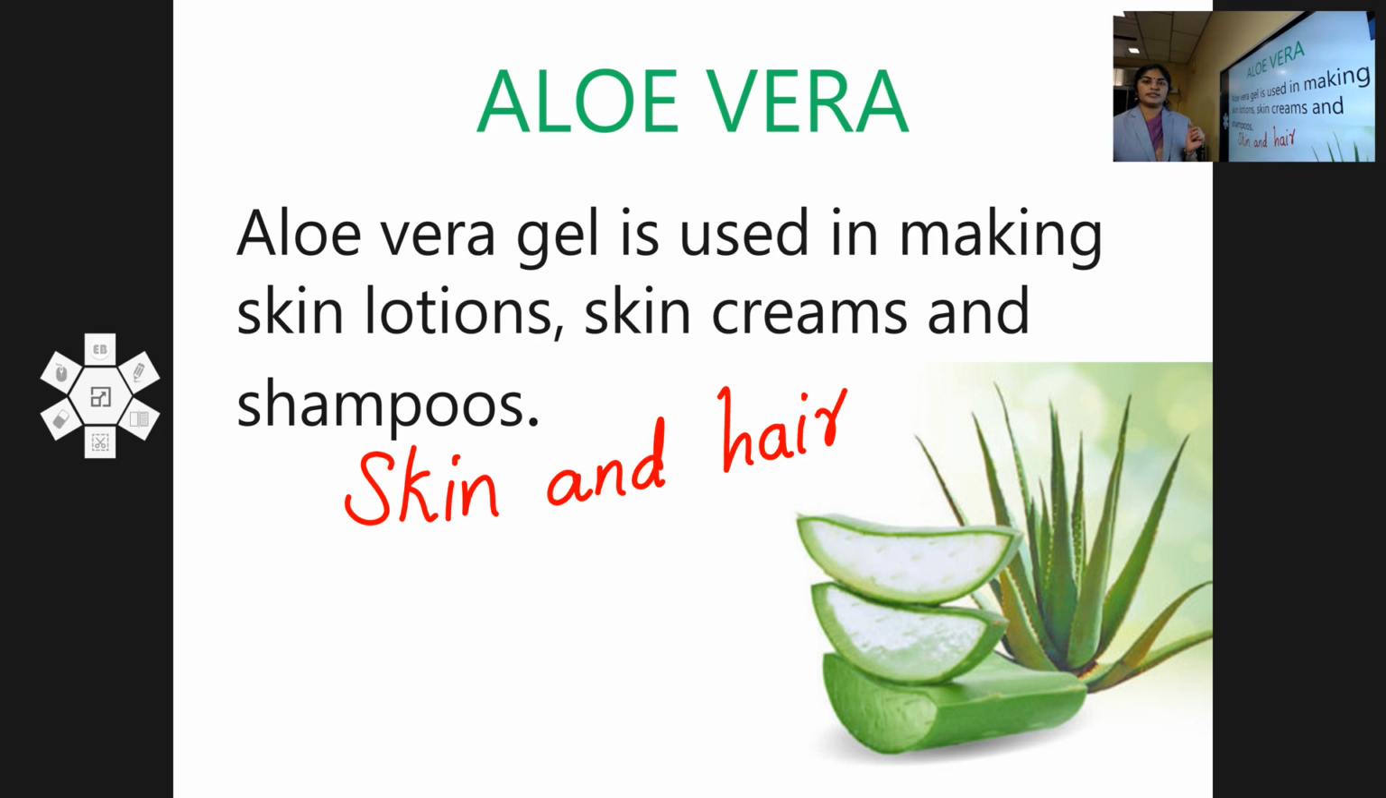These are natural conditioners. Aloe vera gel is used in making skin lotions, skin creams and shampoos. This is a picture of aloe vera. When you cut the leaf, you will find a sticky jelly-like thing inside. That gel is used in making skin lotions, skin creams and shampoos. Clear?